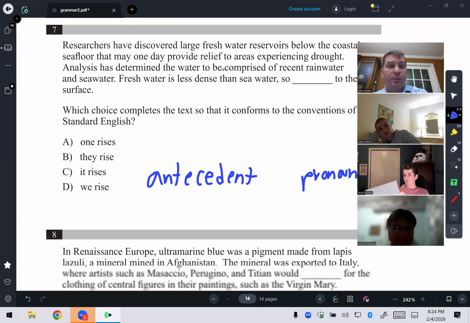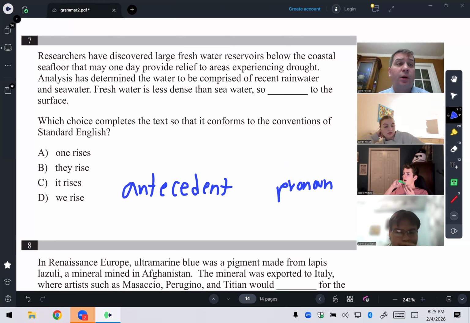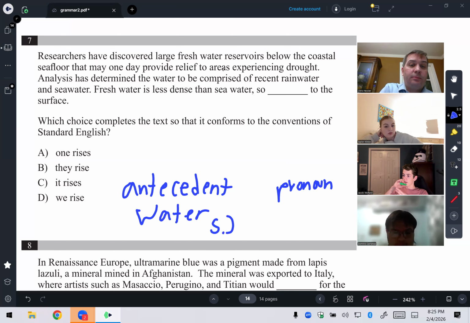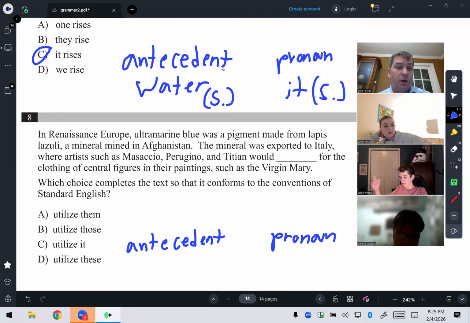Okay, couple more. All right, more pronoun antecedent agreement. Researchers have discovered large freshwater reservoirs below the coastal seafloor that may one day provide relief to areas experiencing drought. Analysis has determined the water to be comprised of recent rainwater and seawater. Fresh water is less dense than seawater, so blank to the surface. All right, so here we have water. Water is singular, so it rises to the surface, singular. Fresh water is less dense than seawater, so it rises to the surface. Pronoun antecedent agreement. Number 8.